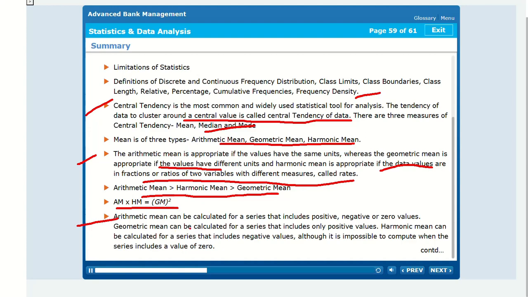Arithmetic mean can be calculated for a series that includes positive, negative or zero values. Geometric mean can be calculated for a series that includes only positive values. Harmonic mean can be calculated for a series that includes negative values, although it is impossible to compute when the series includes a value of 0.